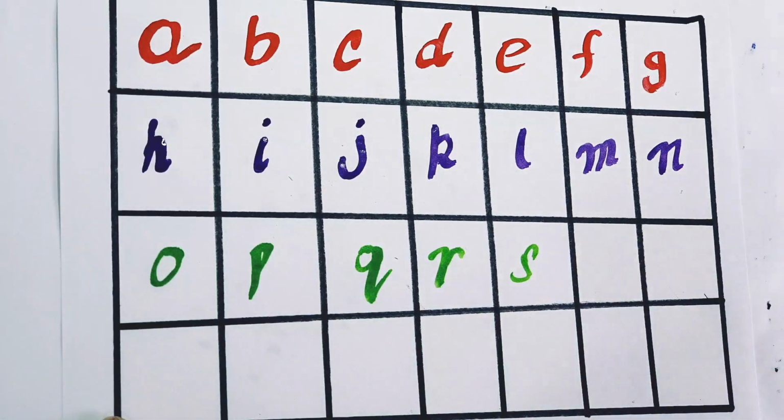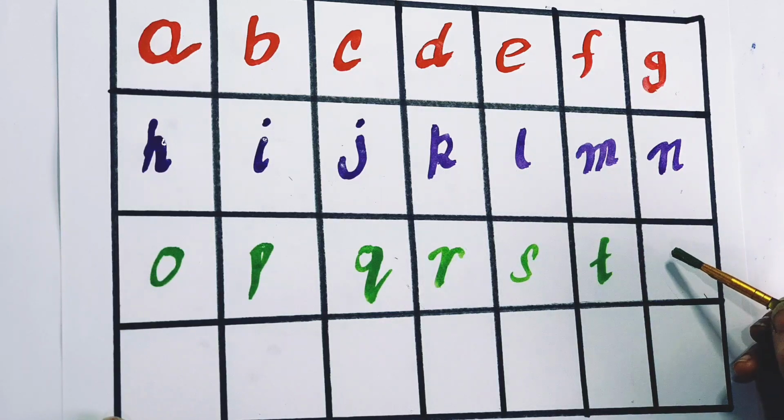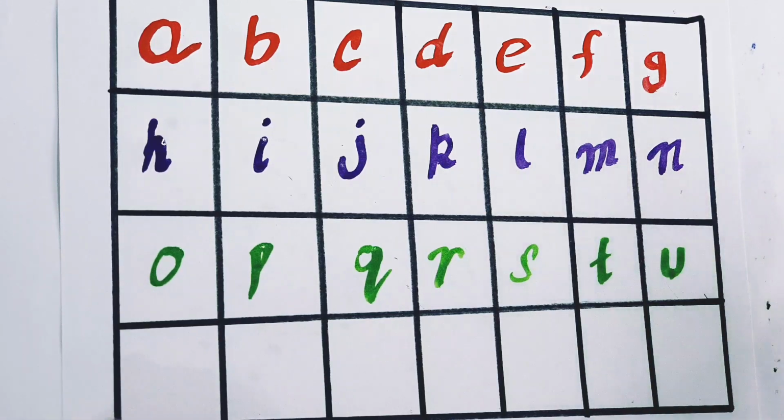S for star. S for sister. T for tomato. T for toast. U for unicorn. U for umbrella. Orange color.